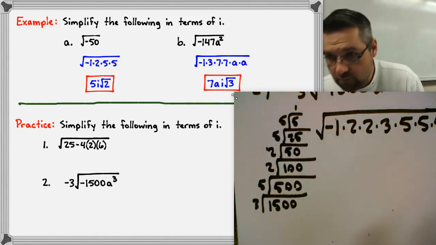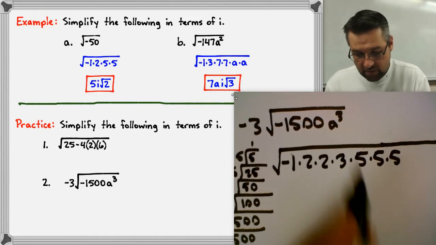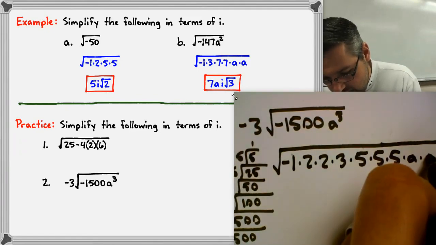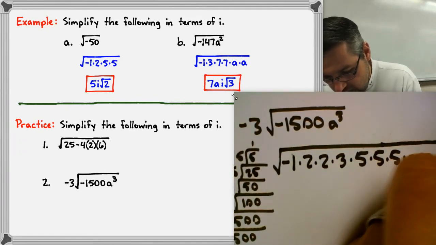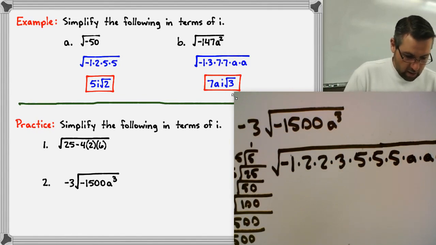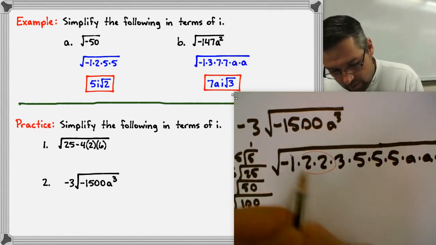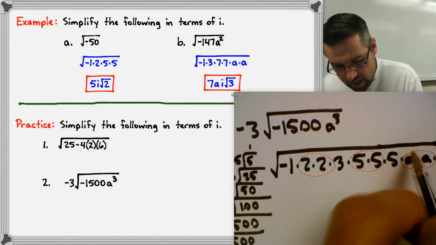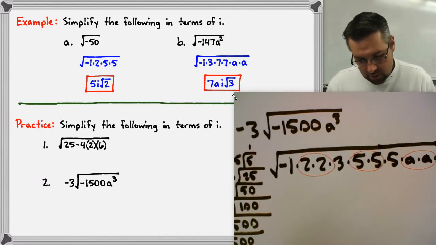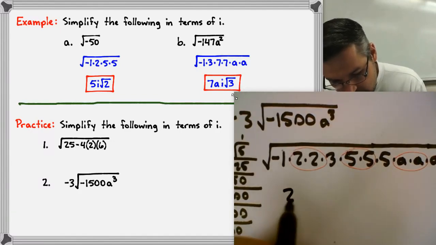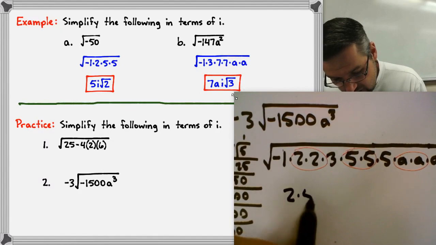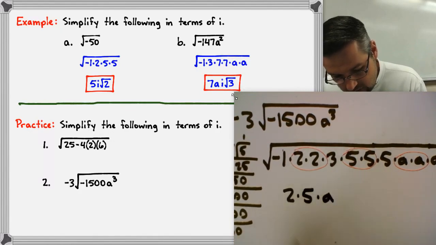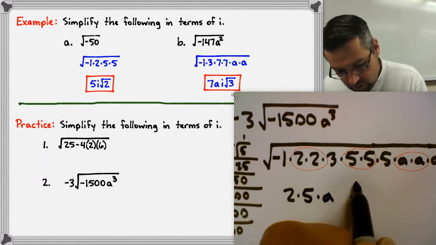Running out of radical. Okay, and then I also have a cube, so that means A times A times A. All right, so let's go ahead and circle our pairs. We got a pair of 2s, a pair of 5s, and a pair of A's. So we got a 2 that goes out, we've got a 5 that goes out, and we have an A that goes out. And then we'll write our square root here.